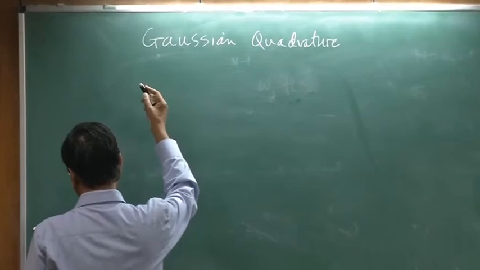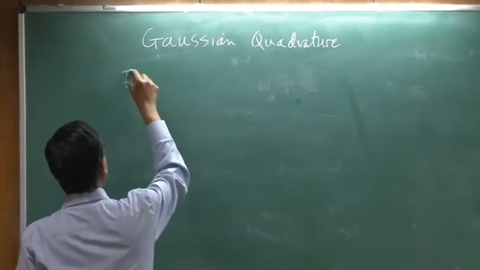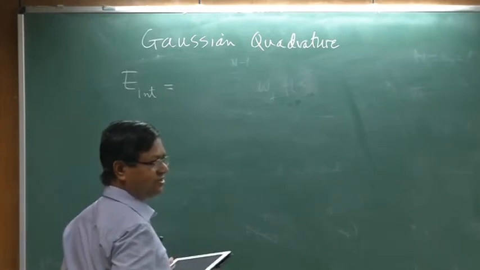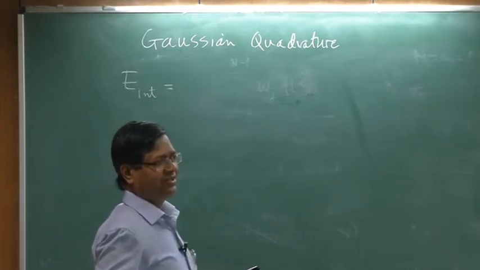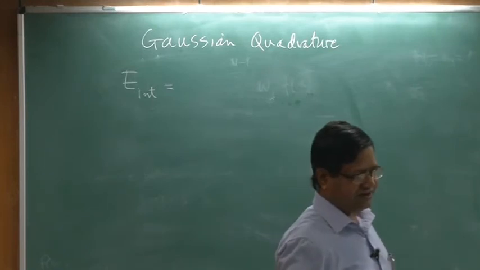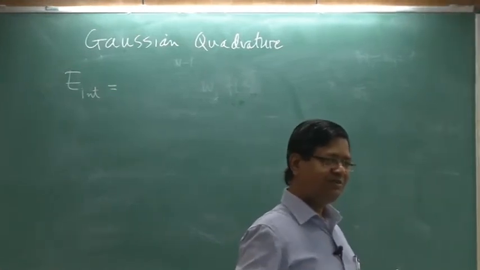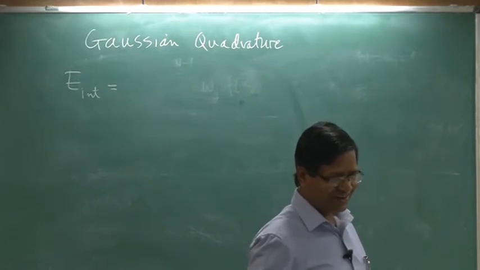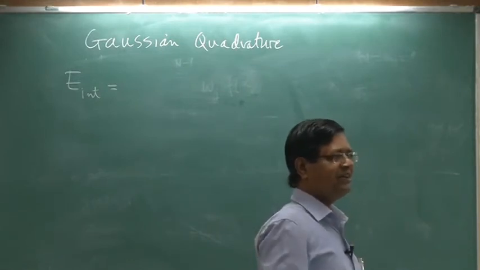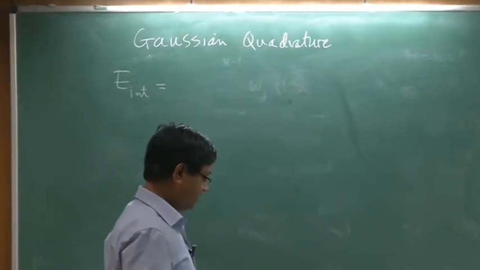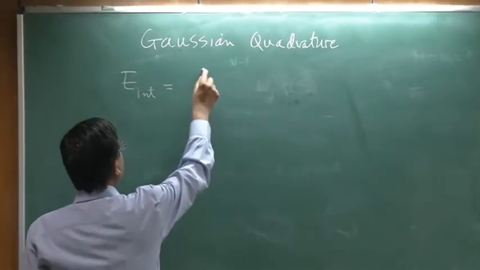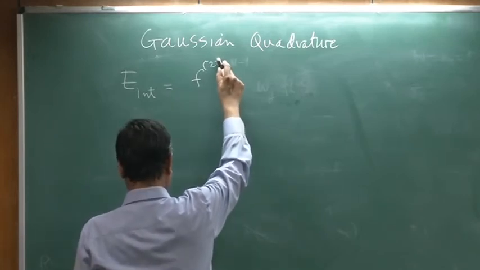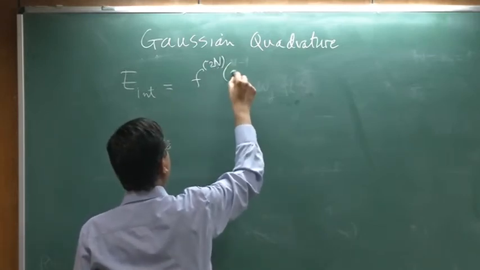I am not proving it. In fact, that involves Hermite's polynomial, which I skipped in the class. I told you that you can write the Lagrange interpolation, but there is also Hermite's interpolation, which involves derivatives, not done in the class, and from that one can derive the error formula, and the error formula is 2 capital N.